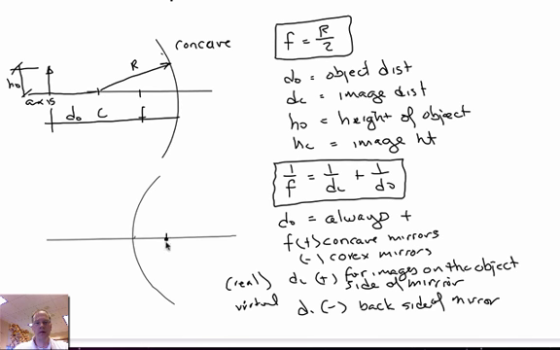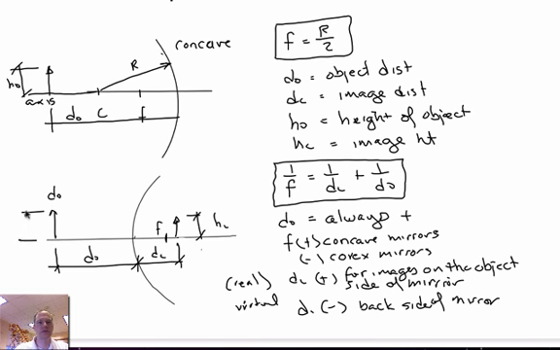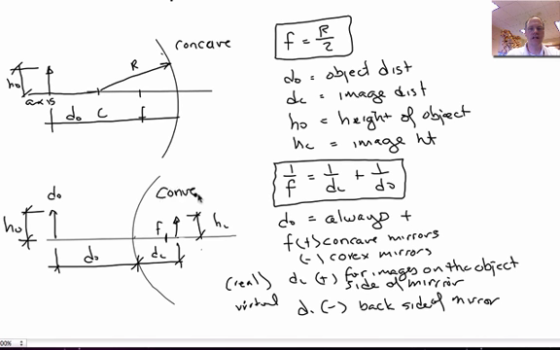Okay, so here your object is over here. Here's your DO, your object distance. Let's say your image is formed back here, DI. Actually, it would be upright. So this would be your image distance here, DI. Here's your focal length. This would be your image height, and this would be your object height. Again, this would be a convex mirror.